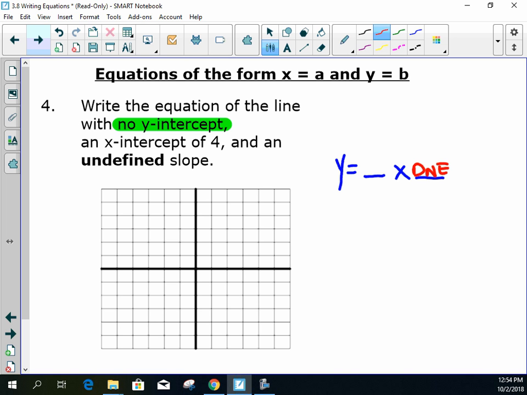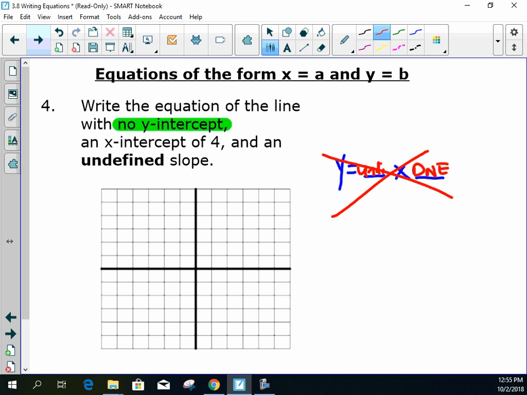What do I write for an undefined slope? What do I write for an undefined slope? I don't write 0. I write undefined. But guess what? Is that really what I'm looking for? Have you ever seen the equation of a line with words in it? No. So this is not what I want.